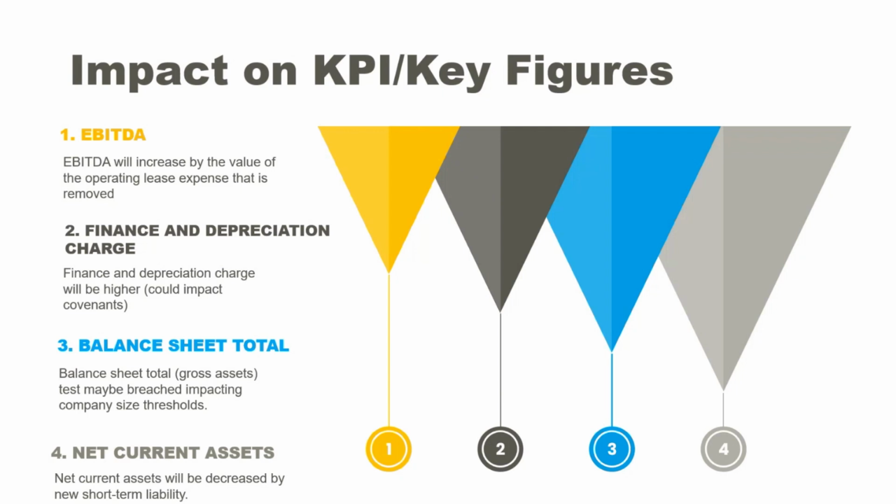Gross assets will go up because of the right of use asset being brought into the accounts, and this could affect whether a company is breaching the company size thresholds for the purposes of the reporting requirements and the audit requirements. So whether a company is moving from small to medium or medium to large. And it's also worth noting that net current assets will fall because whilst you're bringing an asset onto the balance sheet, it's a fixed asset, not a current asset. And now we have a new short-term liability that we didn't have before.